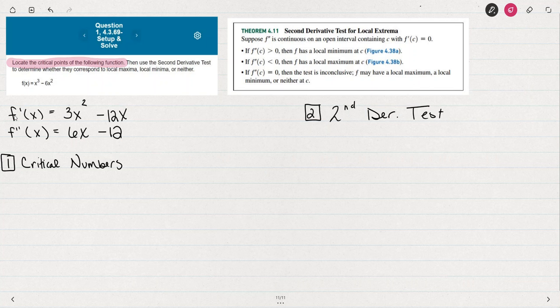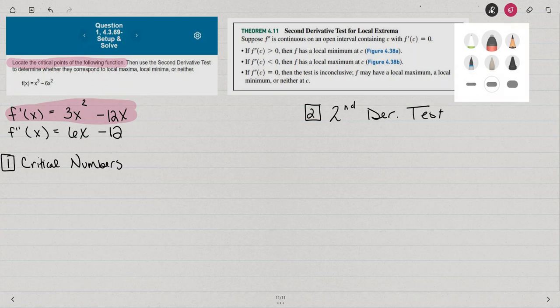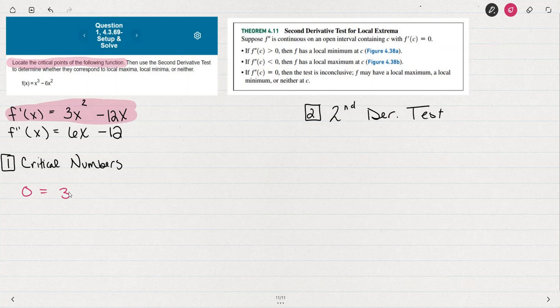To find the critical points, we're going to use the first derivative, set it equal to 0, and solve, right? And I think that most of the students at this point are able to do that without too much difficulty. Let's go ahead and do it though. We could factor this, 3x squared minus 12x. Oh, and I didn't say this, but what I've already done is evaluated the derivative, the first and then the second derivative, right? So the first derivative is 3x squared minus 12x.